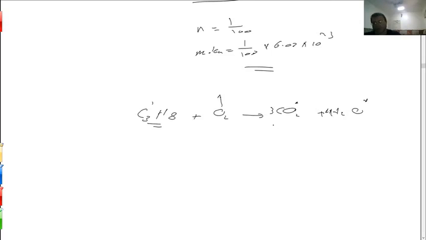Now the oxygen is remaining. Three times two gives you six oxygen here. Four times one gives you four here. The total is 10 oxygen divided by two gives you five oxygen here. The equation is already completely balanced.